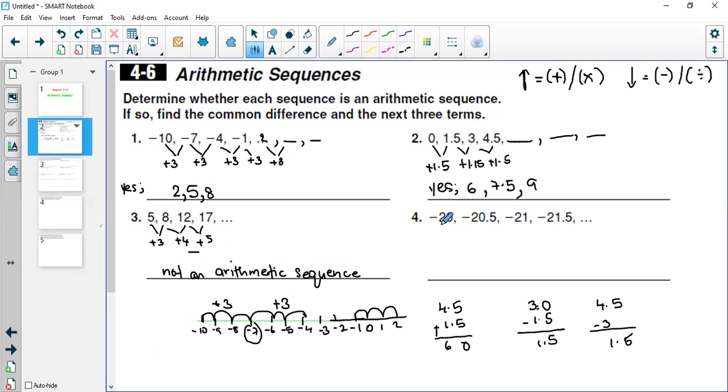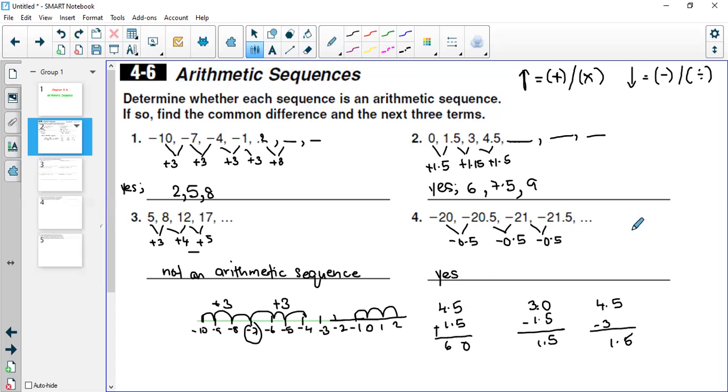The next one, it's negative 20, negative 20.5, negative 21. Now it's a decreasing pattern, because they're becoming more negative. So which means there has been a minus. Minus of how much? As soon as we see, we can say it's negative 0.5, because there's a difference of 0.5 between each of them. So the difference is negative 0.5, which means minus 0.5 from each. So yes, this is an arithmetic sequence.